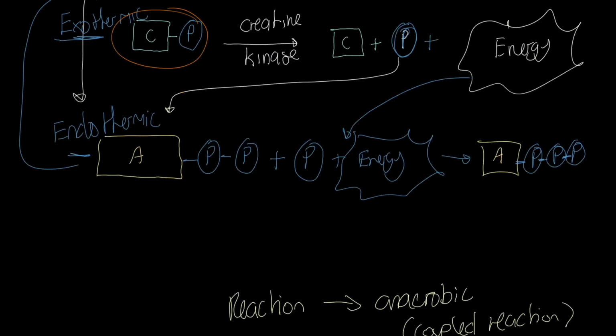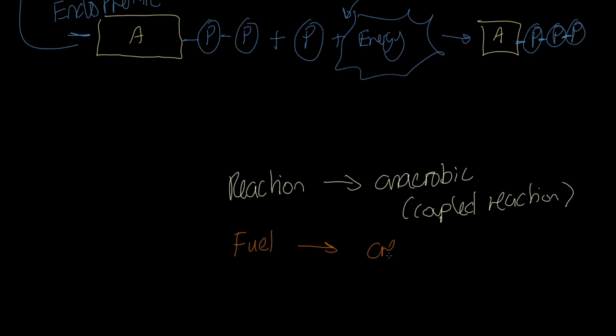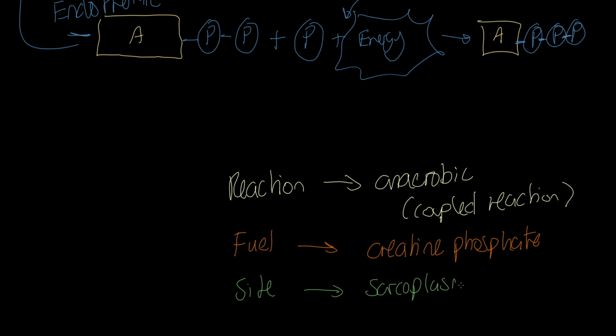So our fuel source, folks, is creatine phosphate, and that is present in the cytoplasm. In this case, I'm referring to a muscle cell, or in the cytoplasm of cells generally, and that is present, waiting to be used. The site of this reaction, well, I've just mentioned it on a couple of occasions. We've got the sarcoplasm. Fantastic.